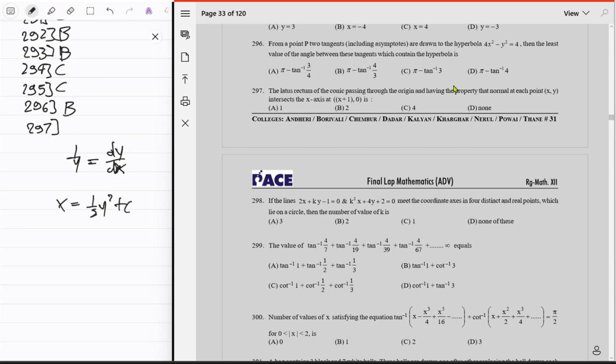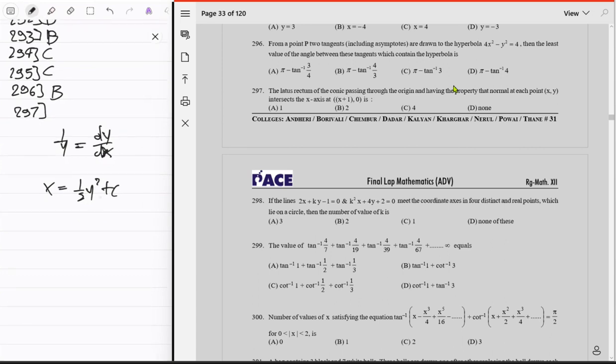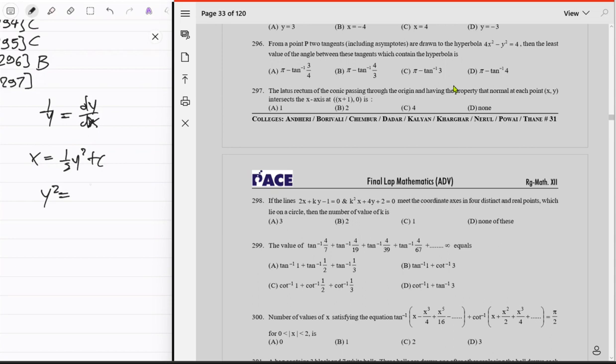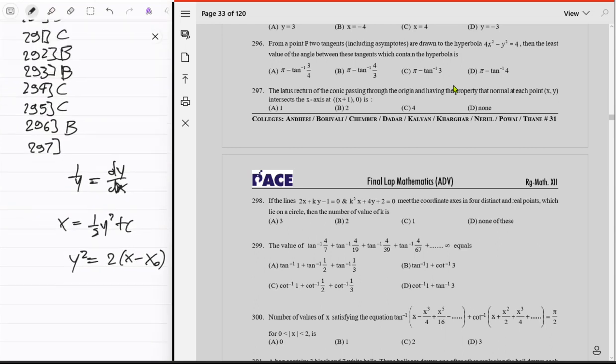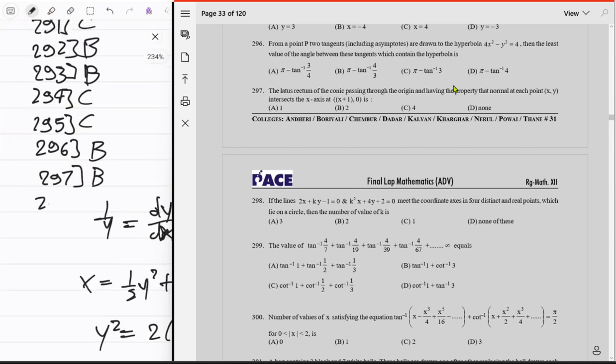That means y square is equal to 2 times x minus some constant a, right? We can call it x not, whatever. Yeah, that's the thing. So what is the latus rectum? 2. Okay, next question. 298.